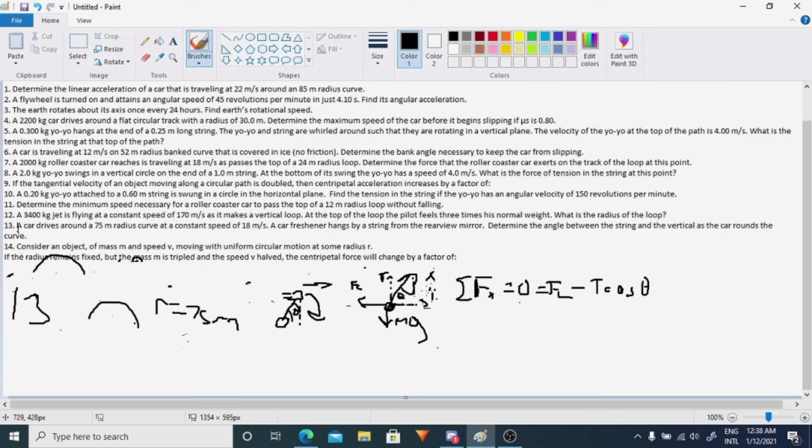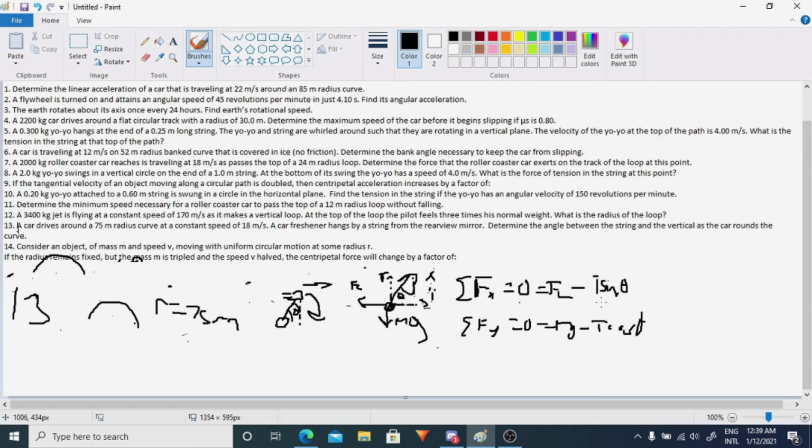Oh, I'm sorry, I misread. I was doing it with this angle. So we're actually talking about this angle right here. So it's not T cosine theta. It's actually T sine theta. Sorry, and then the sum of all forces in the y direction, same idea. 0 equals mg minus T cosine theta.